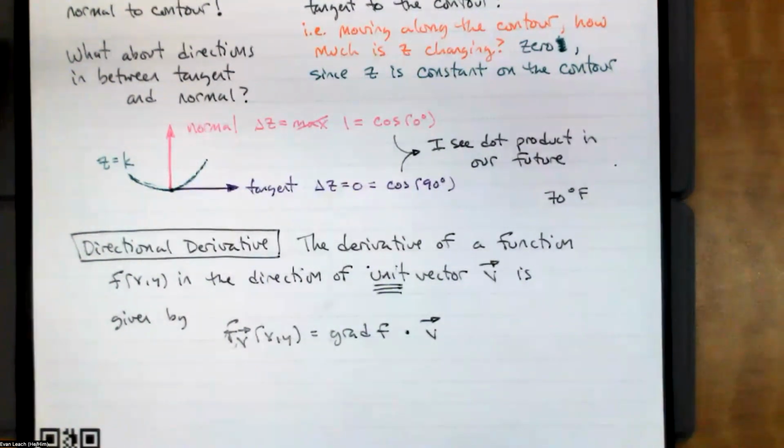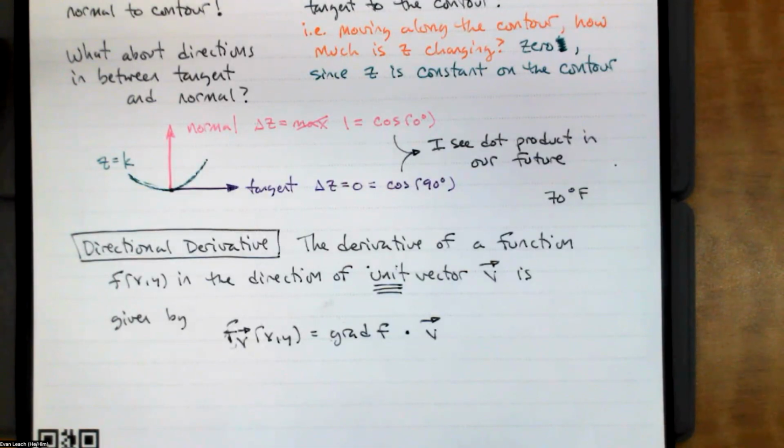So our notation is very similar to the fx and fy notation. Fx is the derivative of f in the x direction, with respect to x. Fy is the derivative of the function with respect to y, that's in the y direction. So fv is the derivative of f in the direction of unit vector v. This is how much the function is going to change if we go a little bit in that direction. And it is calculated with the dot product: the gradient of f dot the unit vector that we care about.